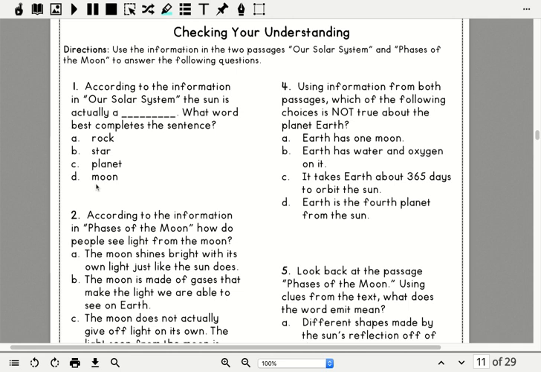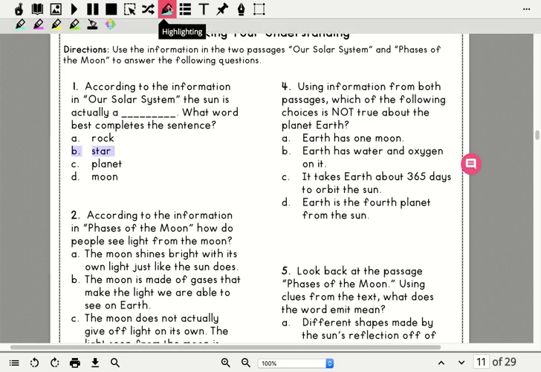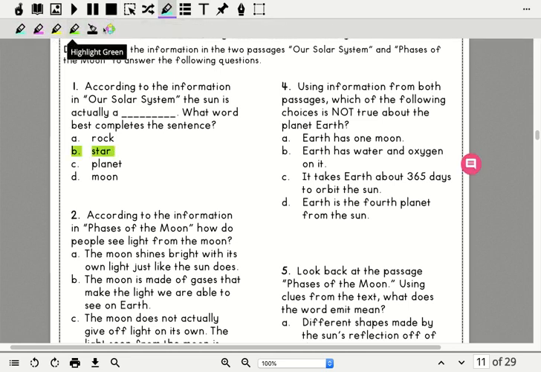Okay, so when we go back into our solar system, it tells us in that first paragraph that these objects all travel around a star. In our solar system, the star that objects travel around is the sun. So the sun is the star that we all travel around.